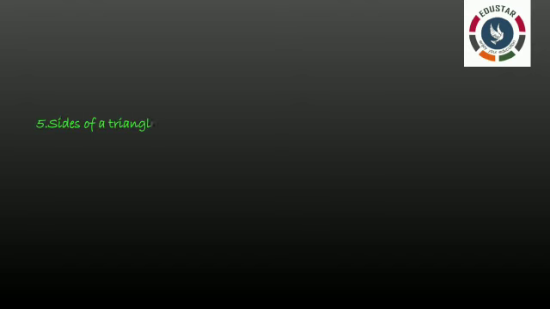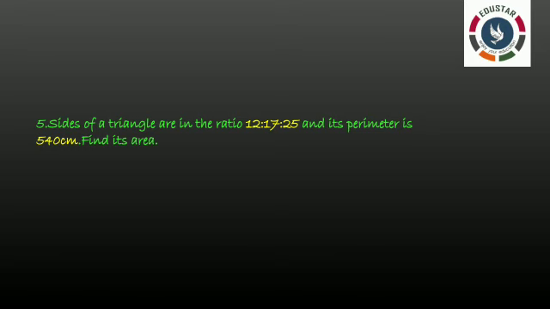And next question is what? Fifth question. Sides of a triangle are in the ratio 12:17:25 and its perimeter is 540 centimeter. Find its area. This is also same as example number 3. Here you have to take what? The sides as A is equal to 12x, B is equal to 17x and C is equal to 25x and find the x value. After that find the ABC values and find the semi-perimeter and then apply in Heron's formula.